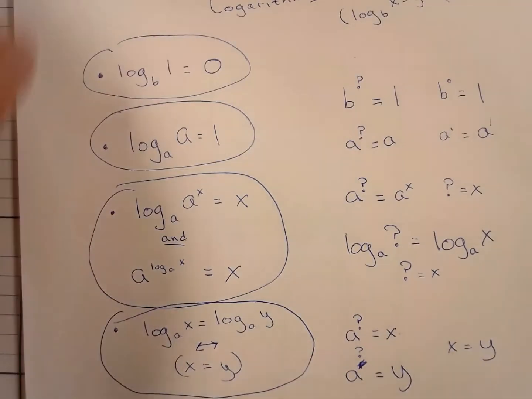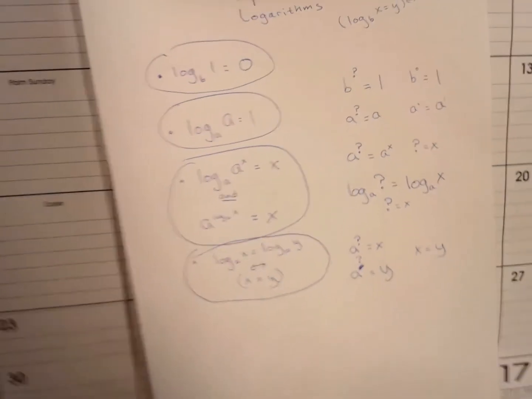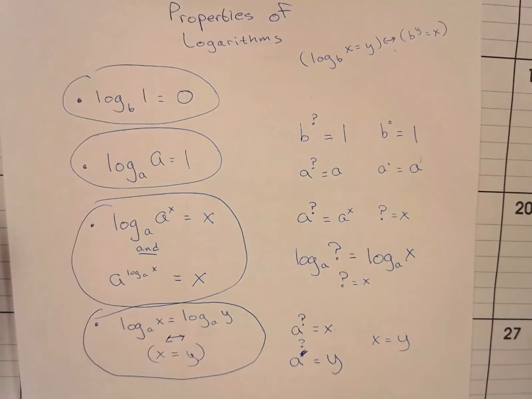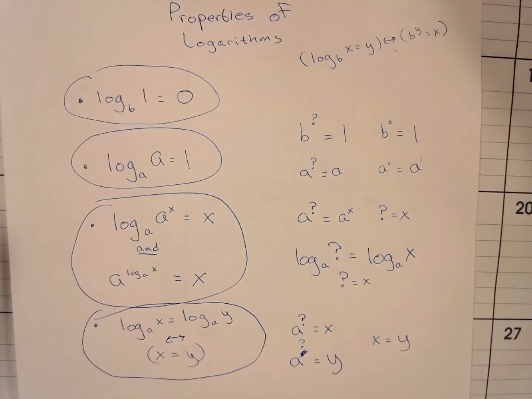So there are some lovely properties. We'll zoom out. Oh, hey, Mr. P. Oh, yeah. And I'll do some examples in the next video.